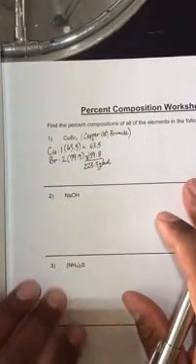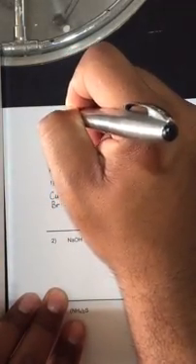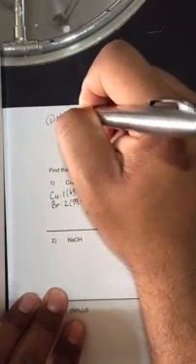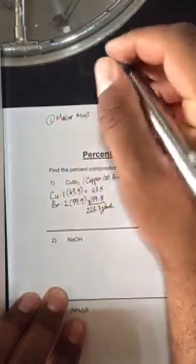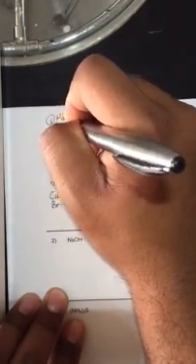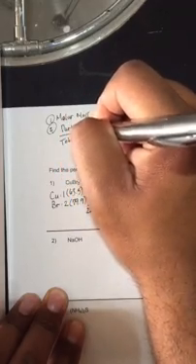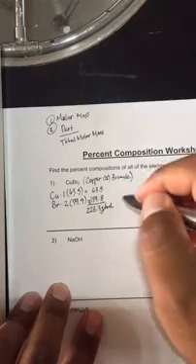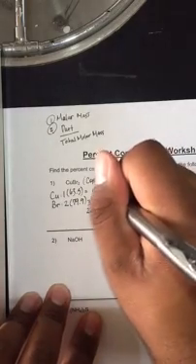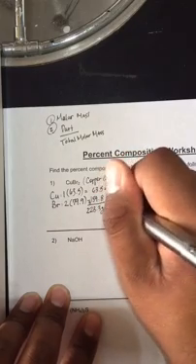So what we're going to do in order to figure this out is, number 1, find the molar mass of the compound. And then 2, we're going to take the part, and then we're going to divide it by the total molar mass. Okay, so how is this going to go? Well, this is the part of copper, and this one is going to be the part of bromine.